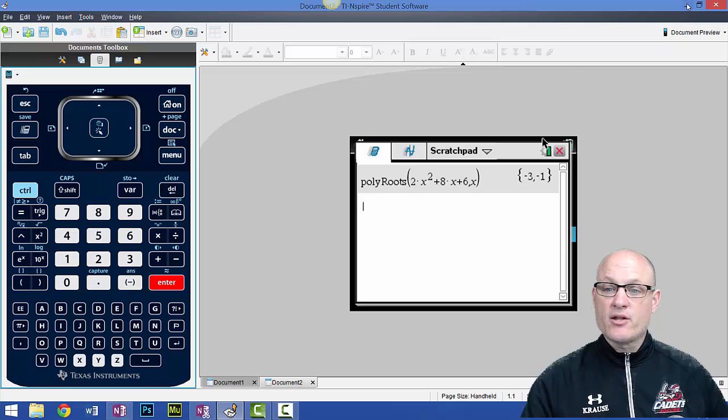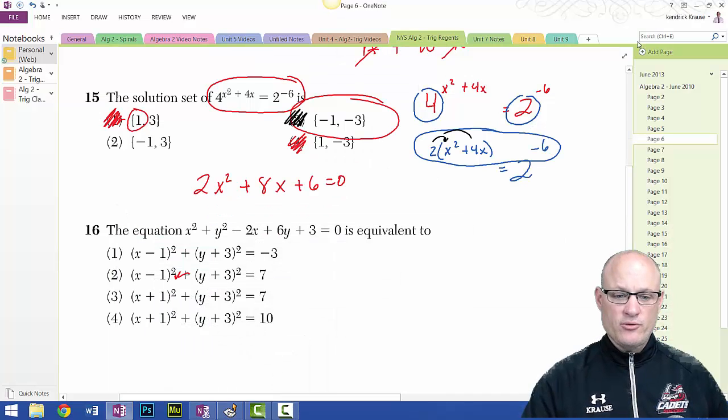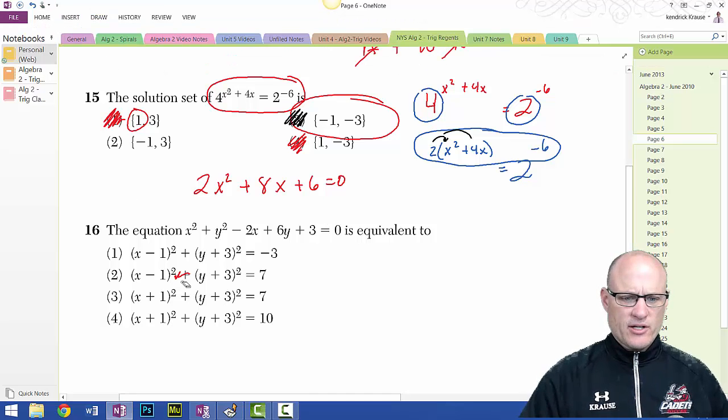And there is another way to get to your solutions. Okay, so clearly that's the right answer. All right, let's go to this next problem.